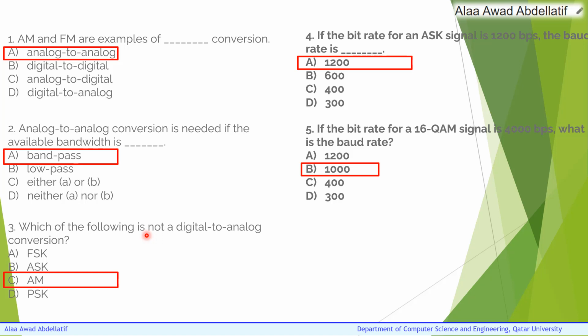For ASK and BPSK, R equals 1. For QPSK, R equals 2. For QPSK we have 4 points, meaning L equals 4, but R is log2 4, which is 2. 16 QAM gives 4, 32 QAM gives 5, and so on.